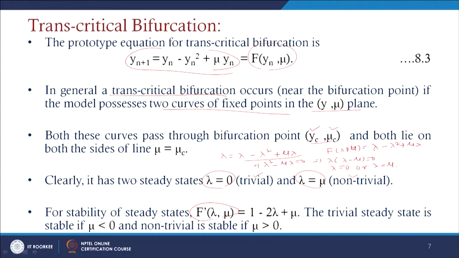And if you take the derivative with respect to lambda here, f dash of lambda mu can be written as 1 minus 2 lambda plus mu. And the trivial steady state is stable if mu is less than 0, and the non-trivial steady state is stable if mu is greater than 0 here.